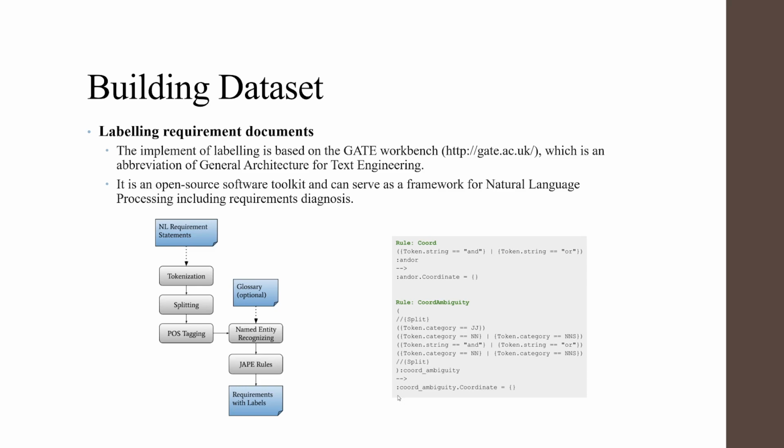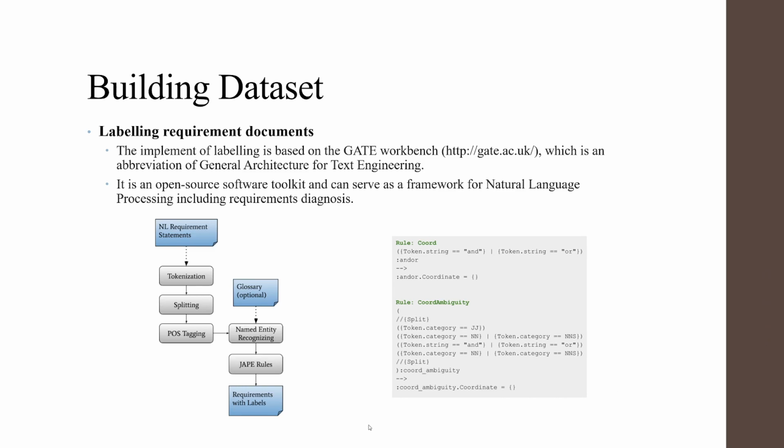The implementation of labeling is based on the GATE toolkit. It is an open-source software toolkit and can serve as a framework for natural language processing, including requirement diagnosis. Building on the NLP modules available in GATE, we are able to propose a novel form for labeling requirement documents, and we have transformed part of the dataset into the form of text and labels corresponding to each perspective of defects through this pipeline.